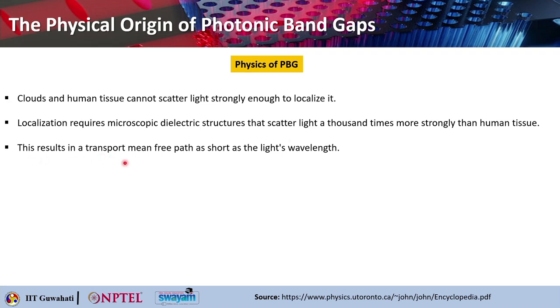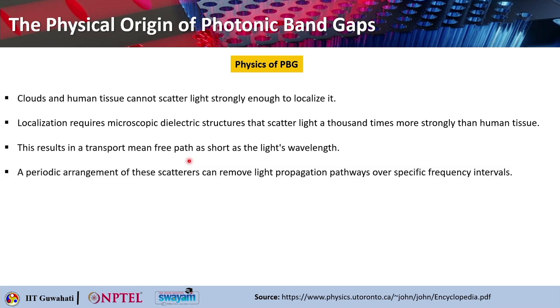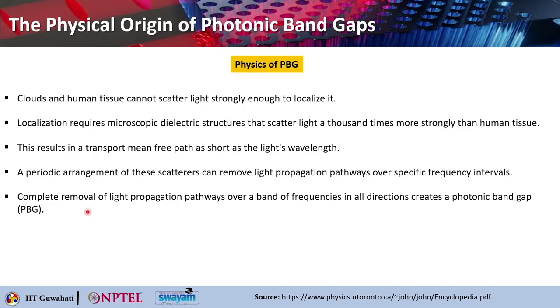Okay, so this results in a transport mean free path which is as short as the length of the light's wavelength. So a periodic arrangement of this kind of scatterers can basically remove light propagation pathways over a specific frequency interval, and that is the physics behind the photonic band gap. So complete removal of light propagation pathways over a band of frequencies in all directions could create the photonic band gap, PBG. So dielectric microstructures that exhibit this kind of effect are known as PBG materials.